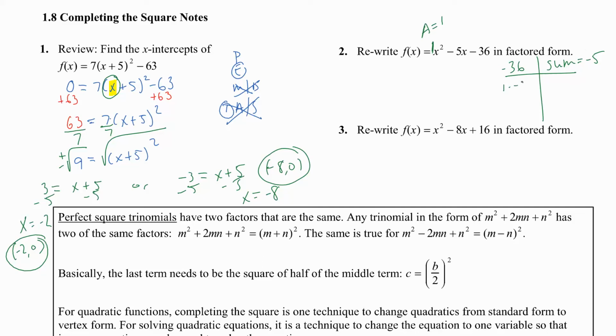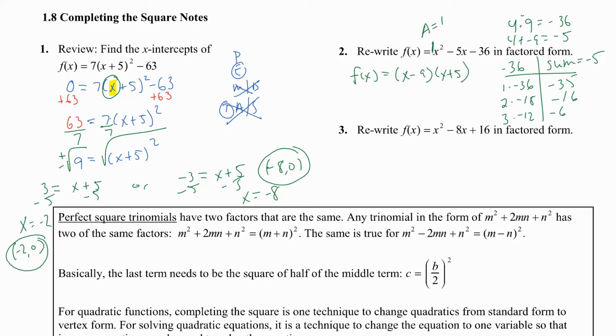You could do 1 times negative 36, and if we add those together, we get negative 35. We can do 2 times negative 18, and adding those gives negative 16. You can just continue down that process. 3 times negative 12 gives negative 9. The next one would be 4 times negative 9, and that one does work: 4 times negative 9 equals negative 36, and also 4 plus negative 9 equals negative 5. So those are our two numbers, and f of x equals (x minus 9)(x plus 5). That's a bit of review.